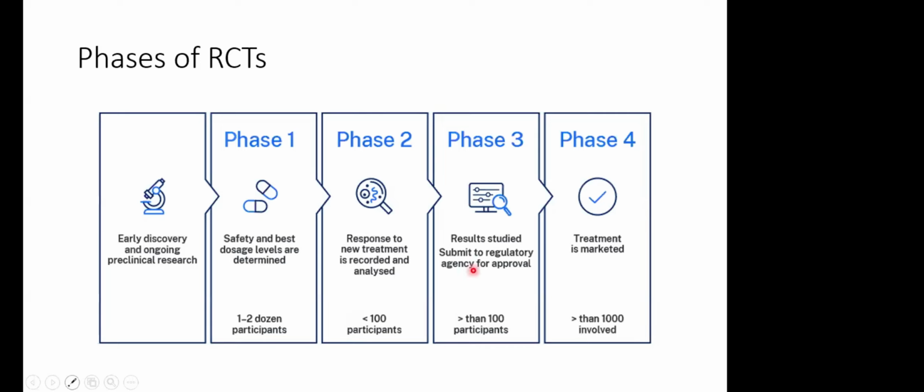Then we move on to phase 3 trials. The example we're looking at in this case was a phase 3 trial. It usually involves hundreds of participants and is aimed at confirming effectiveness, monitoring side effects, and comparing the new drug or the new intervention with standardized treatments. After that, the data is usually submitted to regulatory agencies for approval.